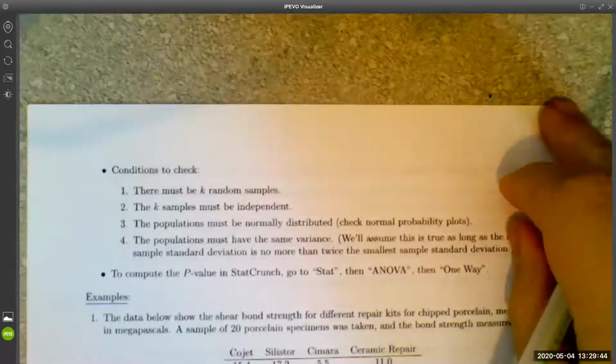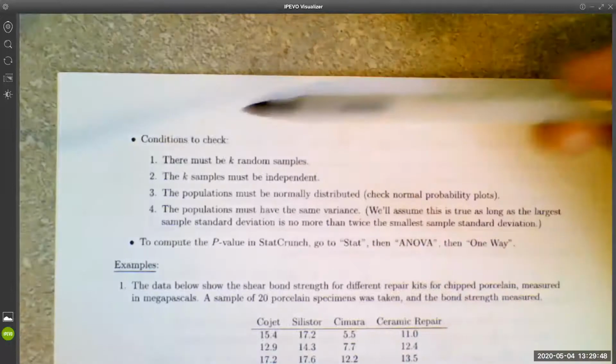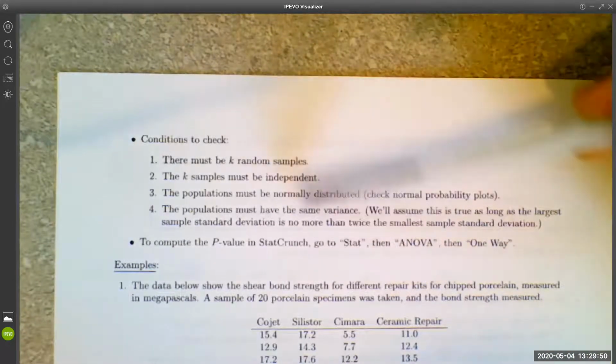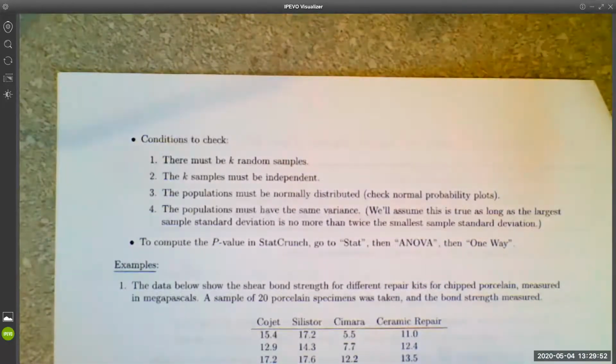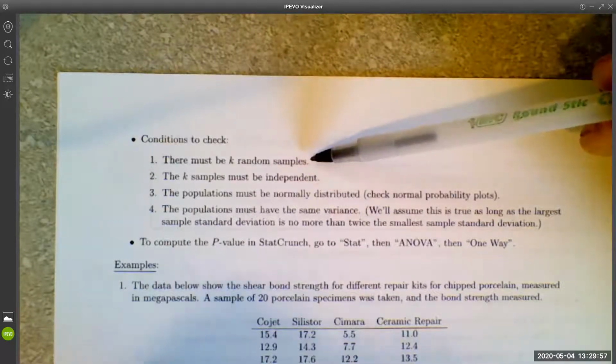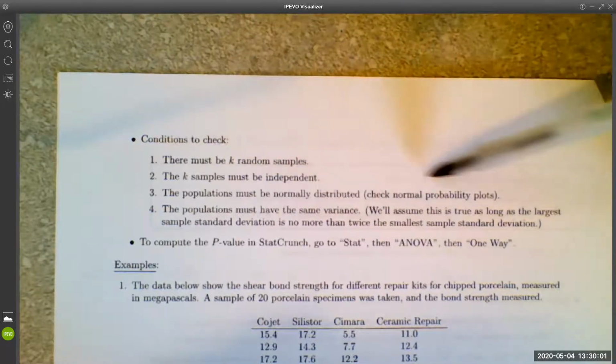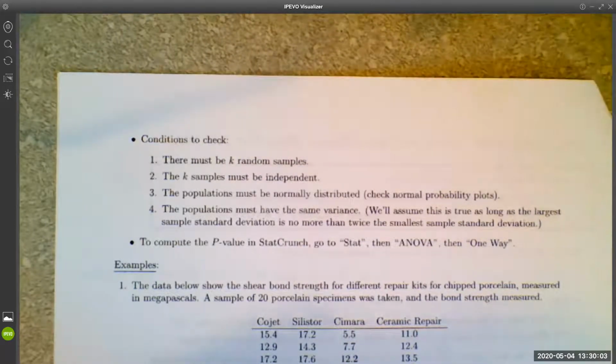Oh, well, let me say one more thing before we do. There are conditions you have to check, as usual. And the conditions you have to check to run an ANOVA are these things, right? So these samples have to be independent, they have to be random samples, they have to come from populations that are normally distributed, so you check normal probability plots to make sure of that.